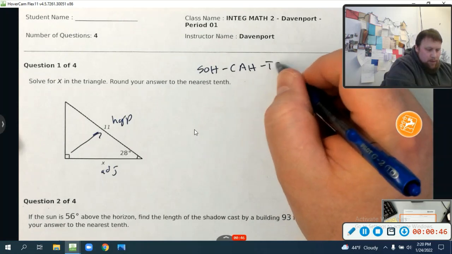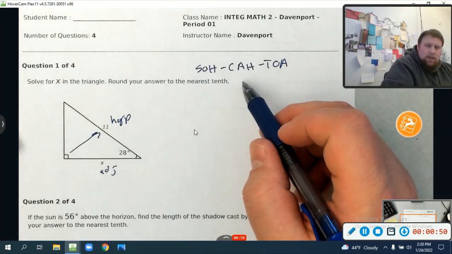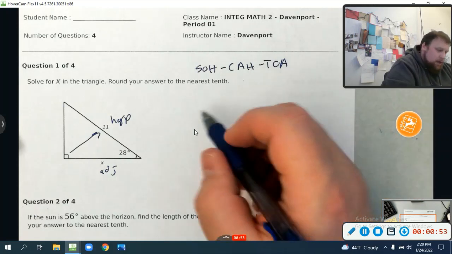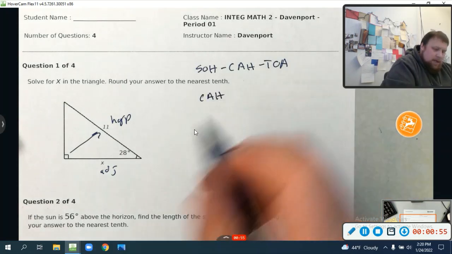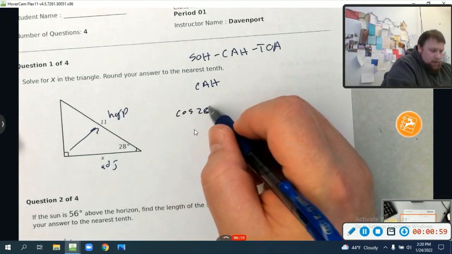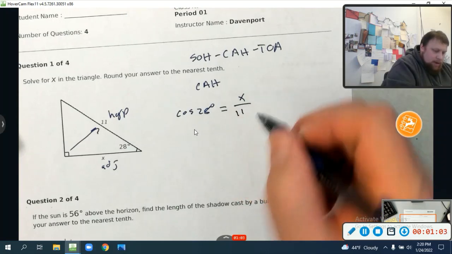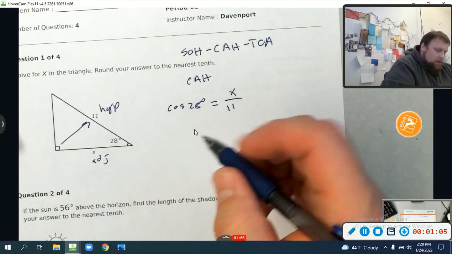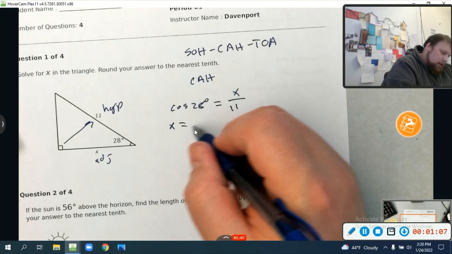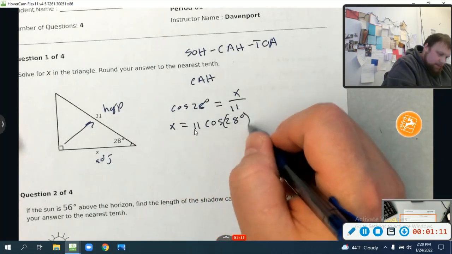I'm going to go up here and remind myself to write SOHCAHTOA. And what do I have? I have hypotenuse and adjacent. Well, the only one that deals with the adjacent and the hypotenuse is CAH. It's my cosine equals adjacent over hypotenuse, so I know that the cosine of 28 degrees is equal to my adjacent x over my hypotenuse 11, which means when I solve it out, x is going to equal 11 times the cosine of 28 degrees, right?